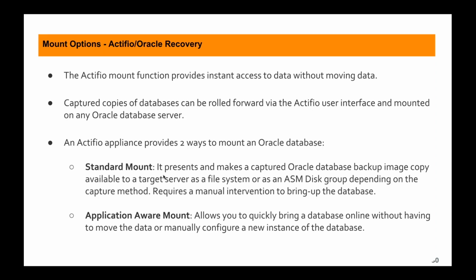And once we have created this ASM disk group or file system on the target host, we are going to copy all the required copies to perform a cloning, like your database data file backup copies, archive log copies, server parameter file copies, and control file copies. All these artifacts we bundle together, place, and display as a file system or an ASM disk group on the target host.